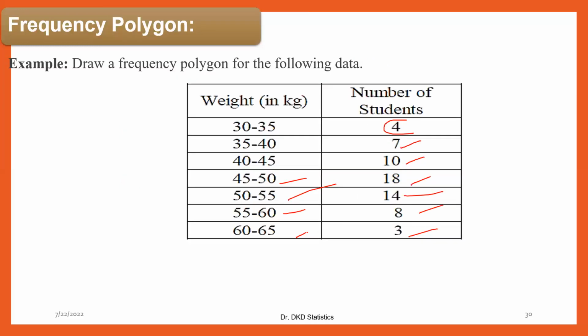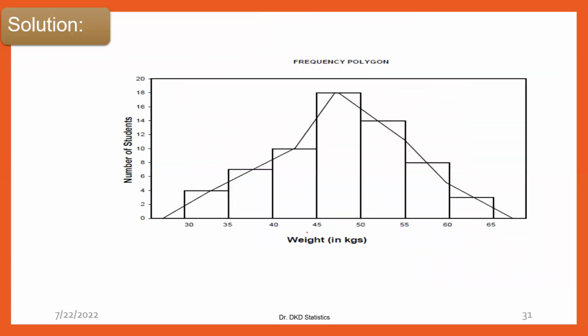Now this is the exclusive type of interval, and we will create this graph, and with free hand we will join each midpoint, and these center points will be added. This is known as the frequency polygon.